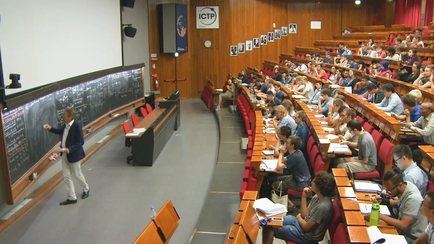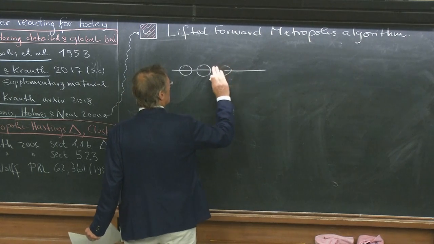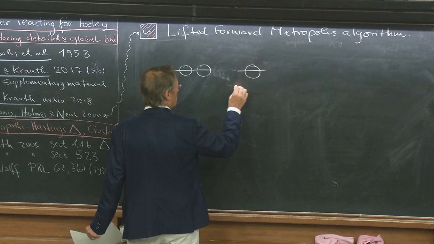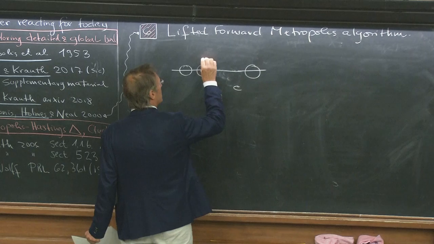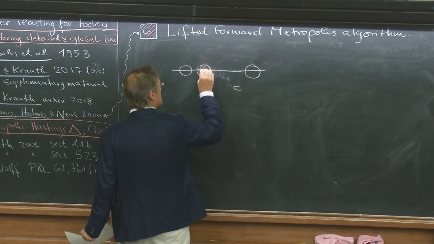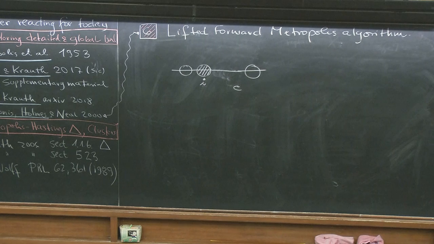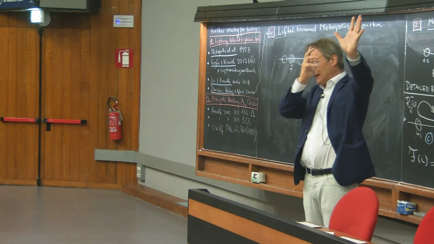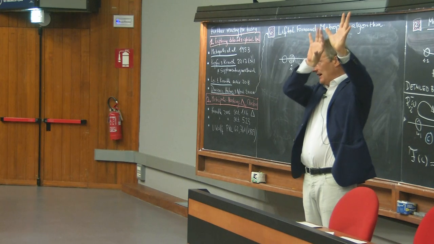So the lifted forward Metropolis algorithm is the following. You have a configuration C, and you single out one particle, and this is the particle I. So now the algorithm is the following. It is a forward Metropolis algorithm. That means you only move in the forward direction. Particle I is singled out, and you sample a displacement epsilon, and you move it forward.